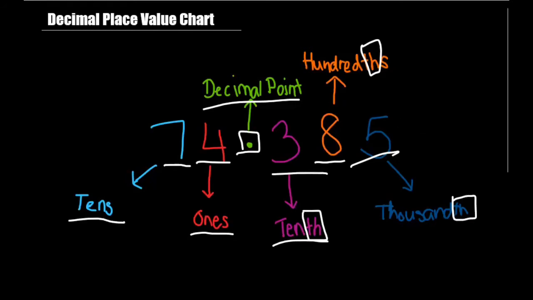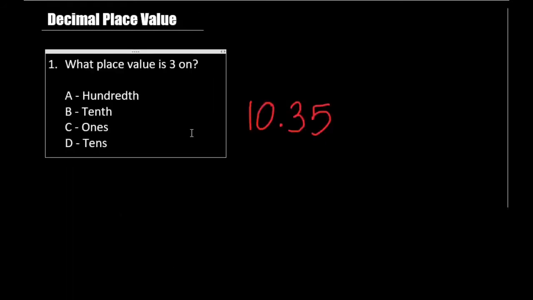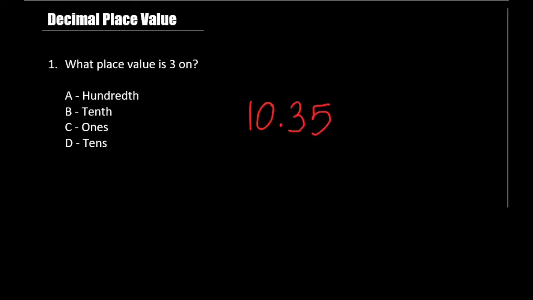Let's go to our first question. Our first question is, what place value is 3 on? 3 is right here, but we're going to underline each number and we're going to write letters to represent the place value. The 1 is on the tens place. The 0 is on the ones place. We're going to cross off the decimal point because we are not going to write a place value for that. The 3 is on the tenths place with a TH.